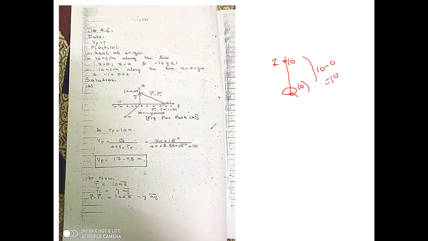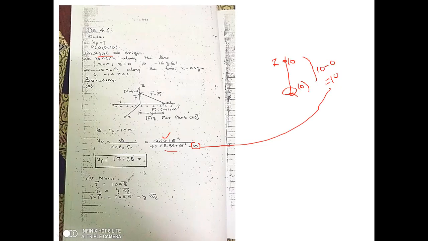So straight away put the values over here. Vp is equal to q divided by 4 pi epsilon naught rp. So rp is 10, as found from here. Q is 20 nanocoulomb, which is given. And this is the value of 4 pi epsilon naught. So the electric potential at the point of observation 10 is given as 17.98.